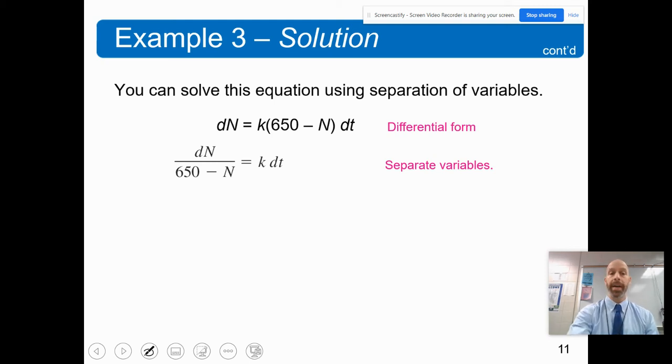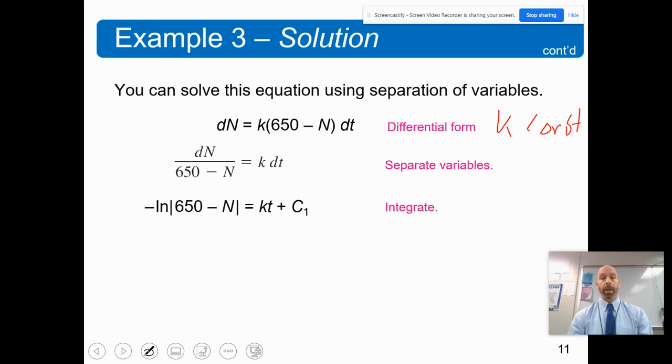On the left-hand side, everything's in terms of n. On the right-hand side, everything's in terms of t. Note that k is a constant. Now we'll go ahead and integrate. Of course, the left-hand side we get using natural log. Notice that that negative is there because of the u substitution. On the right-hand side, this is just a constant dt, so that's just going to be a linear integration. So kt plus c1.